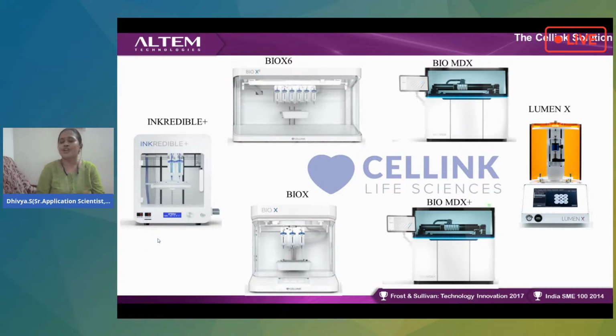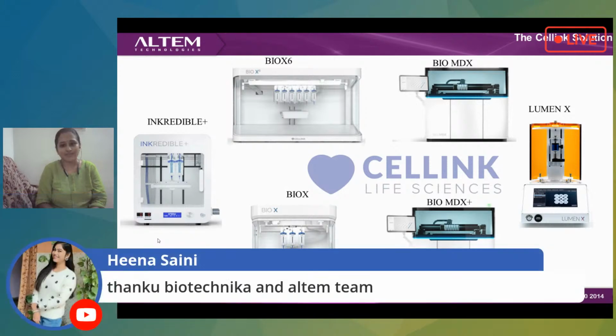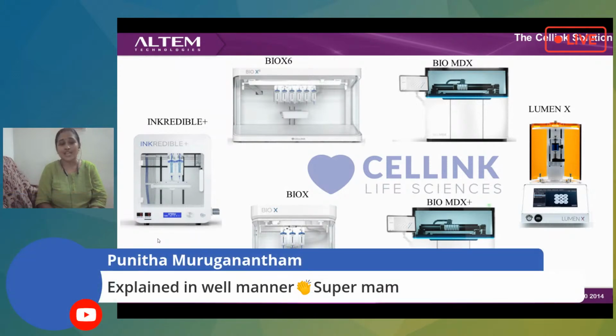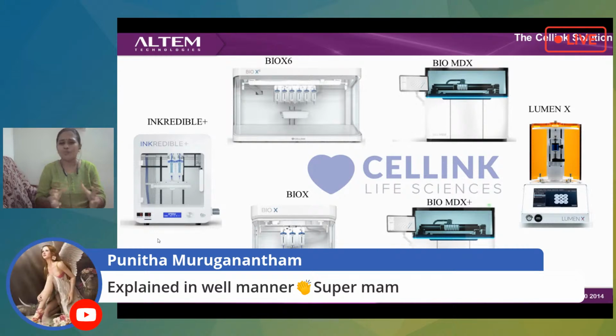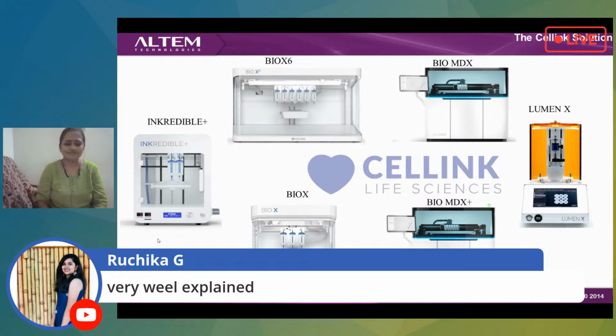And these are our solutions, where you can print initially with the Incredible Plus. You can see the BioX for printing with the 96 wells. Even if you want to print complex tissues, you can go for BioX 6 and then BioMDX and BioMDX Plus. And even if you want to print more complex vascular structures, like blood vessels along with the cells, that can be done with the DRP technology using Illuminix.